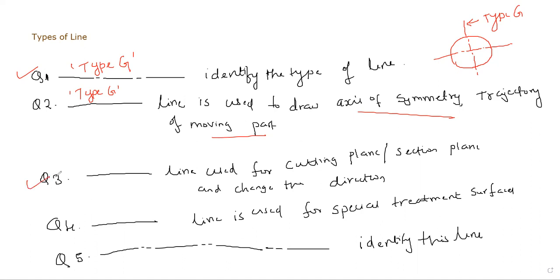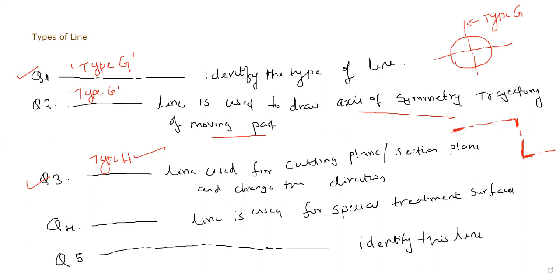Question number 3. A line used for the cutting plane, section plane and change of direction. What kind of line is this? We use the type H line. What is the meaning of change in direction? Here we are using a thick line. Where you change the direction, you make it thicker. If you observe this type of line, you can surely write it is a type H line. We mainly use it to show a change of direction. The shorter line can be made thicker.